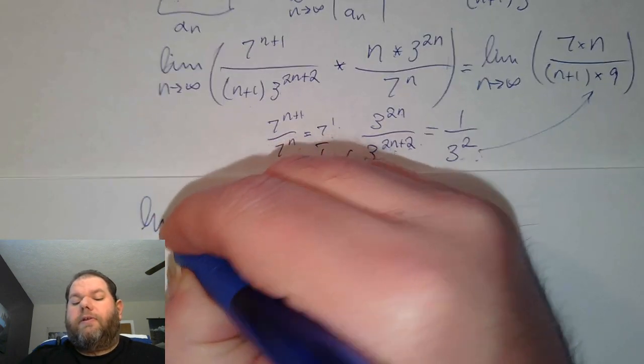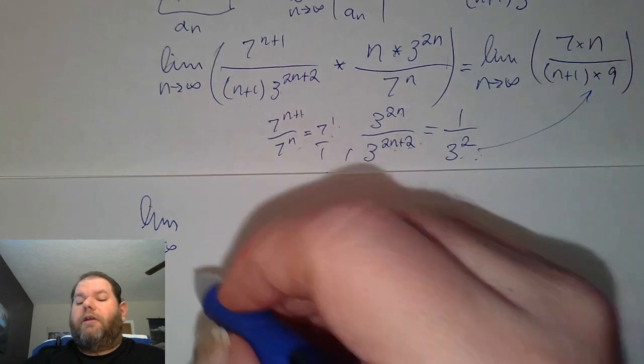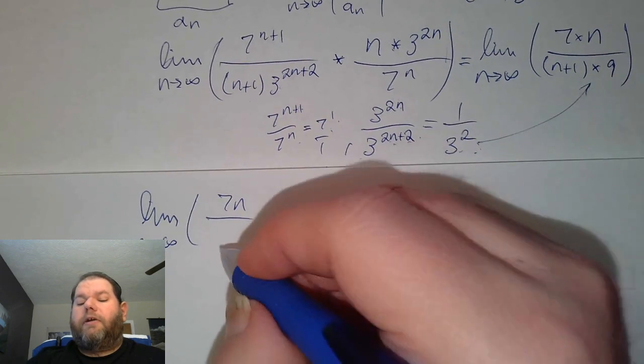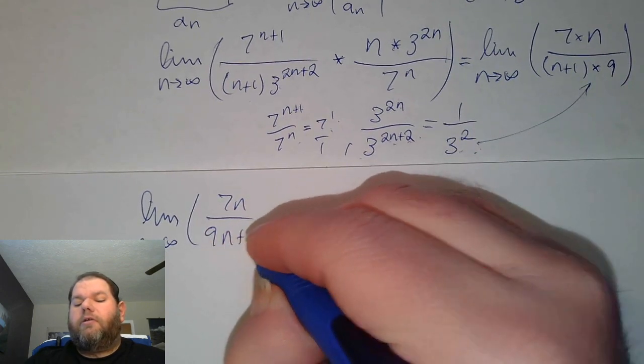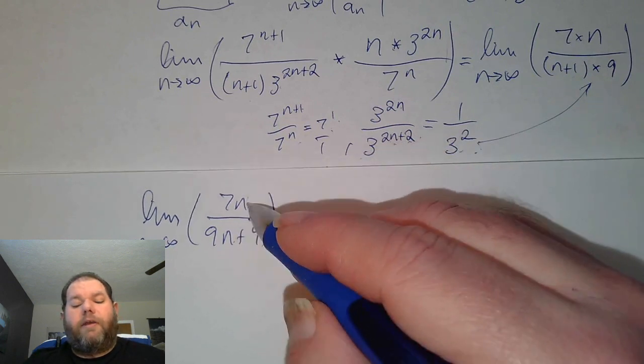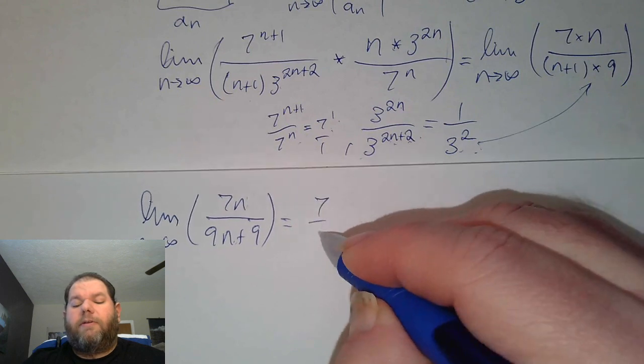So we want the limit as n goes to infinity. We'll get 7n on top, and if we distribute on bottom, that'll be 9n plus 9. Now again, our previous statement, with the same exponent top and bottom, their coefficients will form the limit, 7 over 9.